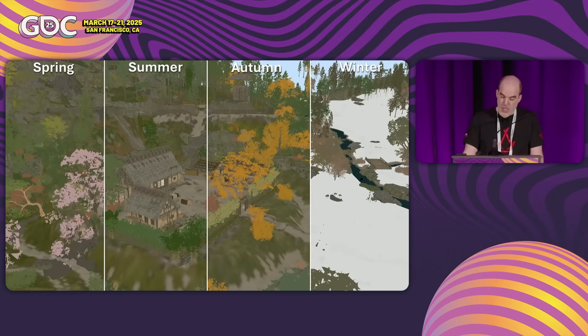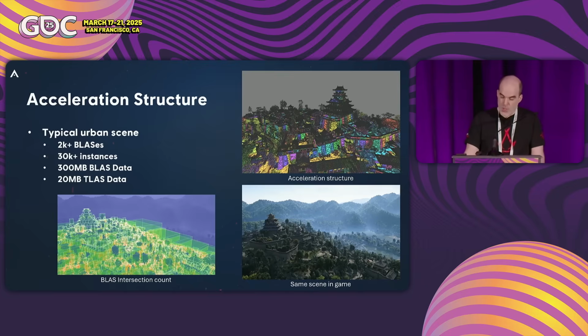And this is what our acceleration structure looks like for each season in the same scene. So in a typical urban scene, on an Xbox Series X, we end up with roughly 2,000 BLASes for 30,000 instances and a total of BVH data of 320 megs. It's bigger on PC, of course, because there are more things at play with hardware abstraction.